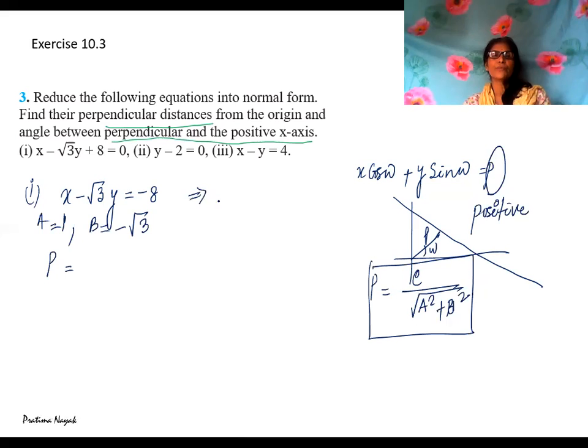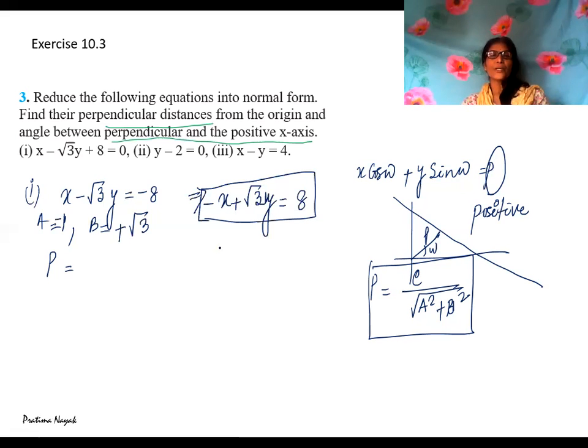So let me write the positive: minus x plus root 3y is equal to 8. First you will make it positive. This is very important. Then I'll divide it. So a is equal to minus 1 and b is equal to root 3. I'll divide throughout by 8 by under root 1 square plus root 3 square. So root 3 square is 3, plus 1 is 4, square root is 2. So p is equal to 4.